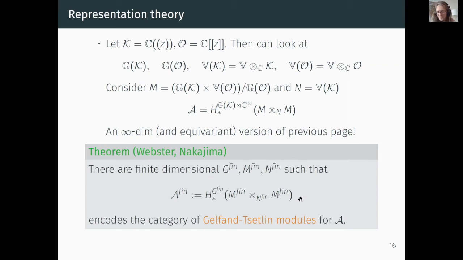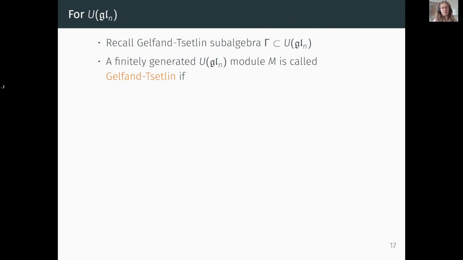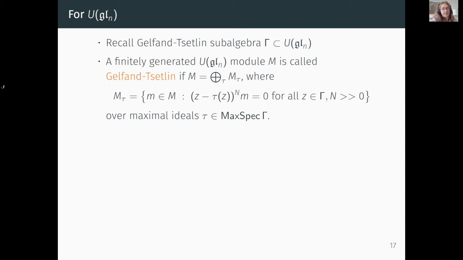And it maybe seems very abstract. Let me just say what, for GLN, I mean by these things. Recall, we have the enveloping algebra of GLN. We have this big commutative algebra called the Gelfand-Tsetlin algebra, generated by all the centers of the enveloping algebras of GL1, GL2, and so on. So if you look at a module for UGLN, you can call it Gelfand-Tsetlin if it breaks into a direct sum of generalized eigenspaces for this subalgebra. So I have a direct sum where each M tau is a common generalized eigenspace for gamma.